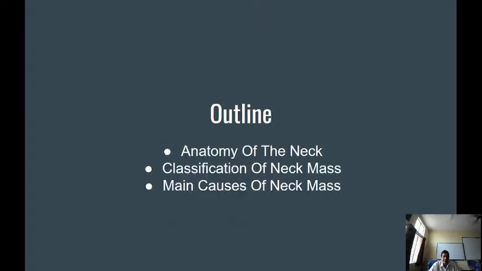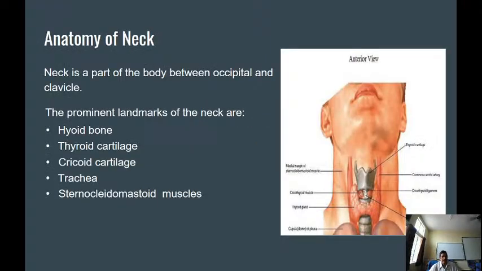What is neck? We should know the anatomy of the neck, and then classification of various neck masses depending on different factors, and the main causes of neck masses. Okay? Neck mass is any swelling in the neck. Now the neck extends from the occipital region to the clavicles. That is the neck extension, and there are some landmarks for this neck.